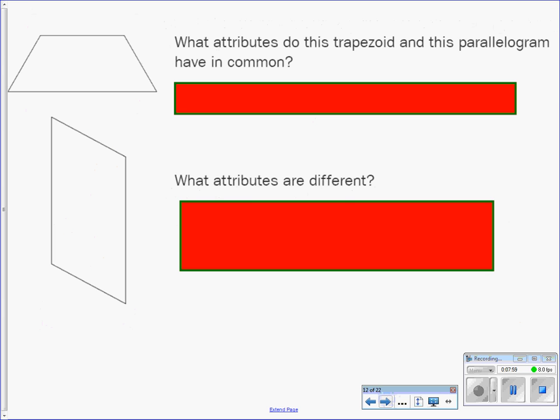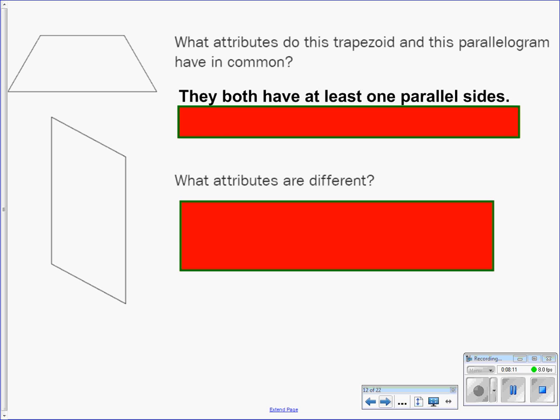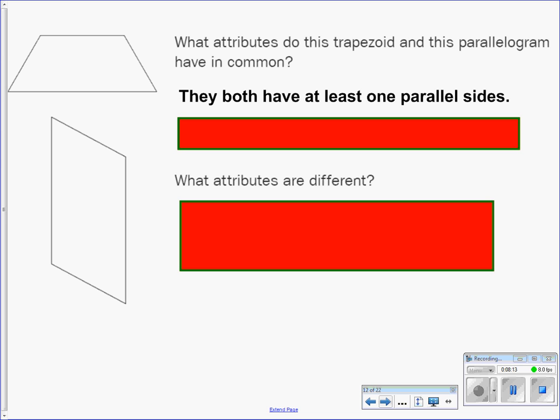What attributes does the trapezoid and parallelogram have in common? Take a few minutes and think about that. Okay, if you want to hit pause, go right ahead. Otherwise, let's just look and see. They both have at least one set of parallel sides. If you look at my trapezoid, this would be one set of parallel sides here. Okay, and they have at least one set down here.